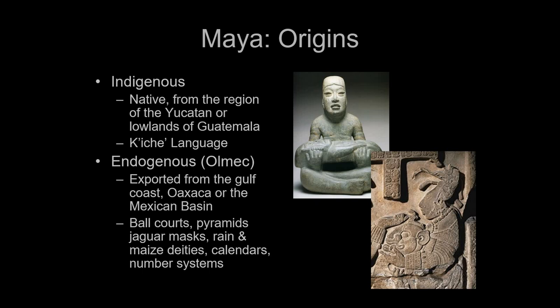And so the other option is that they're immigrants, that they are not locals, and that they immigrated into the region. This area is not terribly far away from the Veracruz coast, and on the Veracruz coast we have the Olmec. And the Olmec, of course, show evidence of ball courts, pyramids, jaguar masks, rain and maize deities, calendars and number systems that are picked up by the Maya. Most significant would be things like the long count, this method of keeping long-term dates we'll talk about in a little bit. And plus there's some similarities.